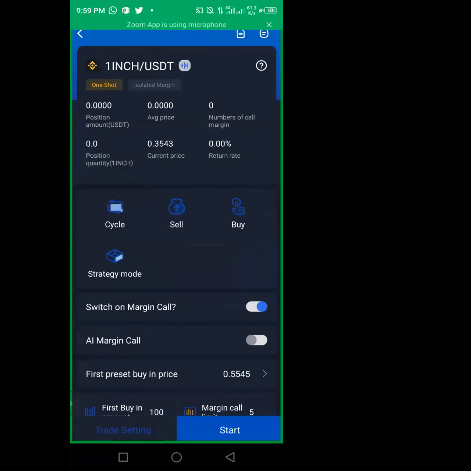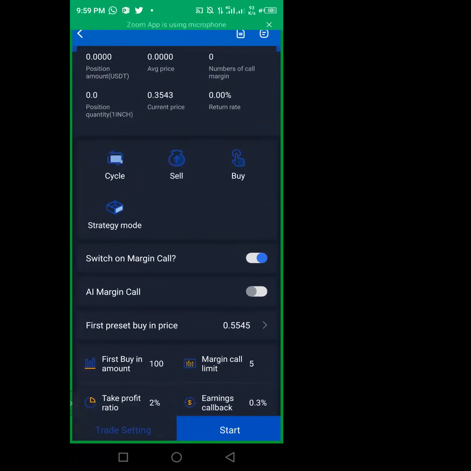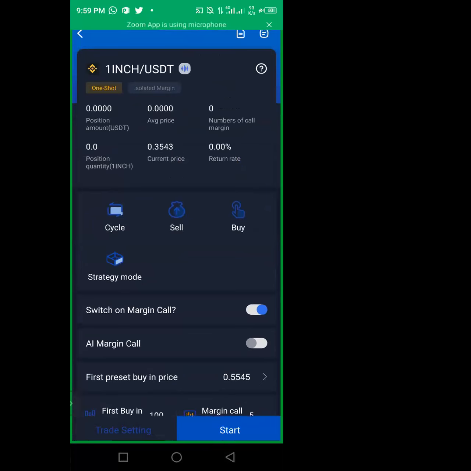If the return rate is on 2 and you have changed to 2, it will trigger sell immediately. And the callback function will play, and you get your profits. But if you still want to use sell, you click on this sell, click on market price, click on the quantity you want to sell. If it's 100%, click on 100%, and it will sell.